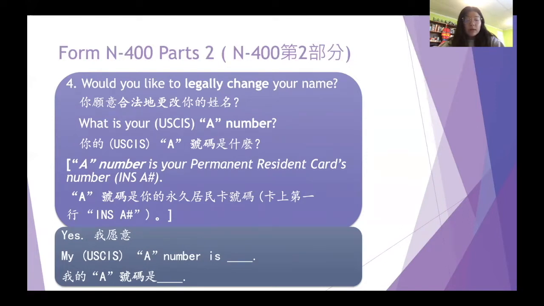好，第四。Would you like to legally change your name? 你愿意合法地更改你的姓名？要是愿意，就答 Yes, 我愿意。要是不愿意，就答 No, 就是不愿意。Legally 就是合法，change 就是更改，姓名就是 name.